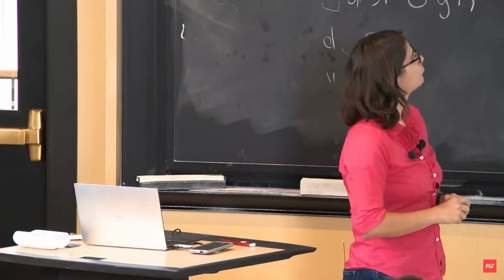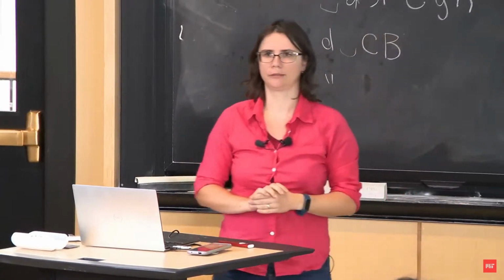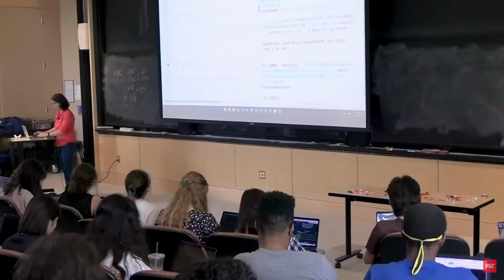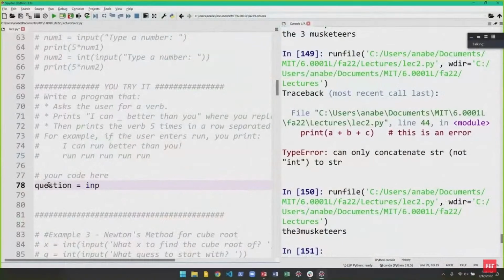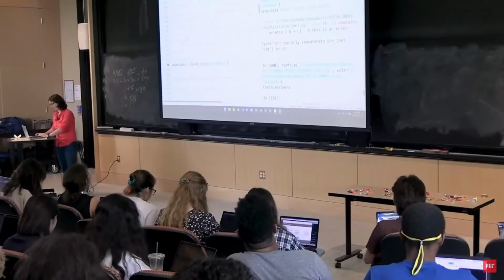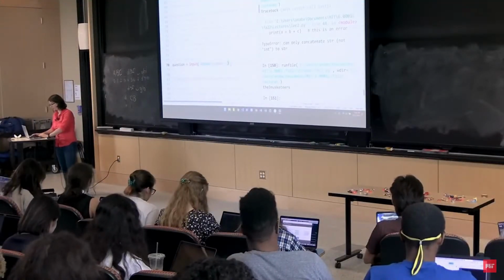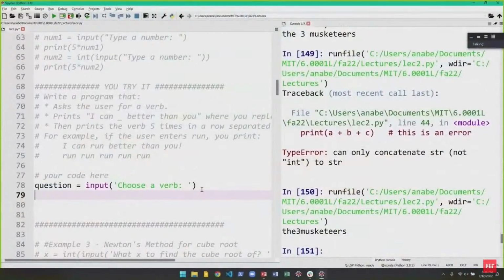All right, does anyone have a start for me? How can I ask the user for input? Yeah, question equals input, parentheses, choose a verb. Yep, that works for me. I'm adding a little extra space between the colon, or whatever prompt you have, just so that when the user types it in, it isn't right beside the end of this string. As soon as we do this, the program will wait, and the user will get to type something in. What's the next step?